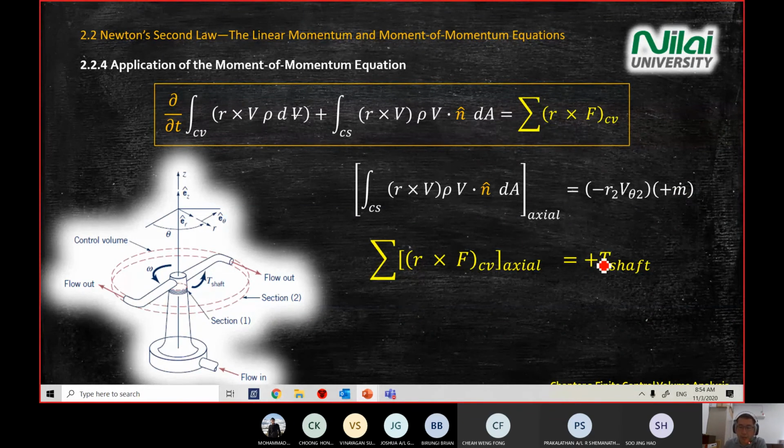And then our torque sign also. The third term here represents our torque. So if our torque is the same as the direction of our rotation, we get positive for this term.